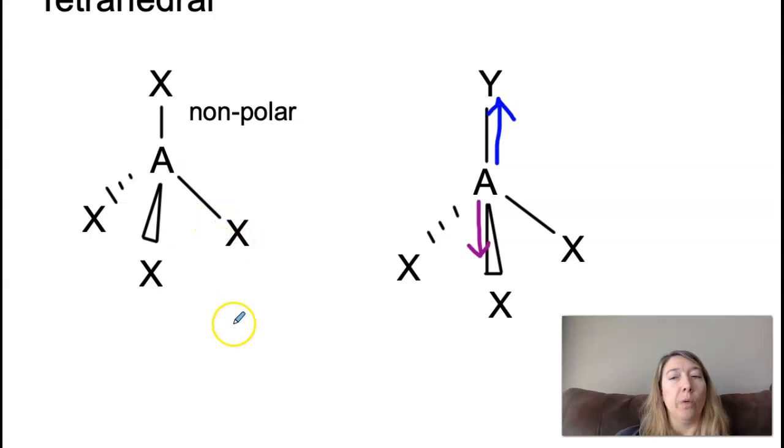So really what you're looking for when you're looking at molecular polarity is what are the non-centrals? If they're all the same, we're looking at nonpolar. If they're different, we're looking at polar. We just have to decide in which direction it's going to be polar. The only time that wasn't true was when we had bent, because we said we had that lone pair.